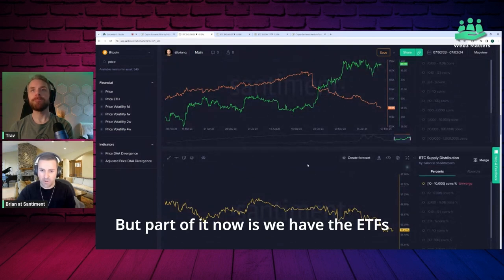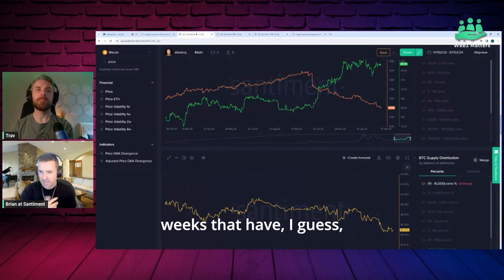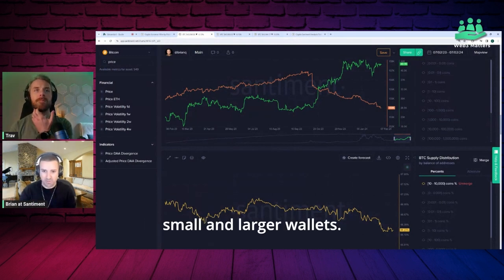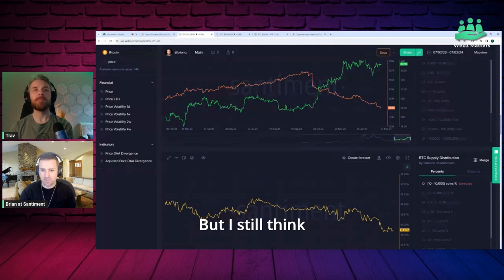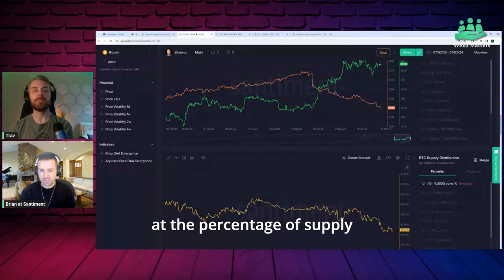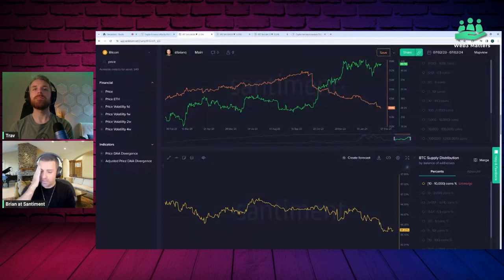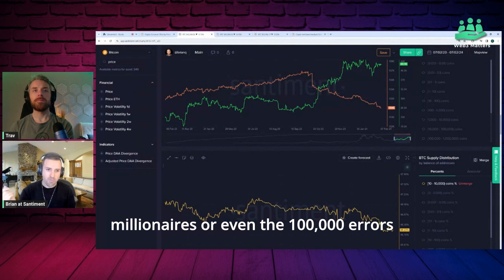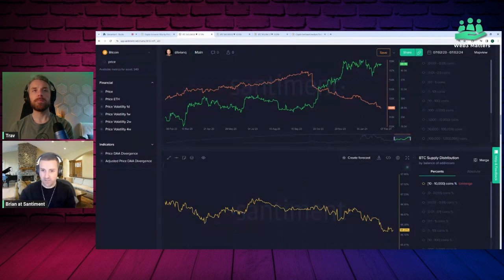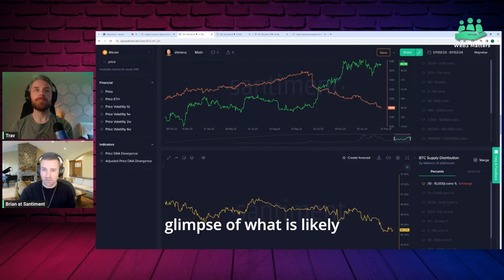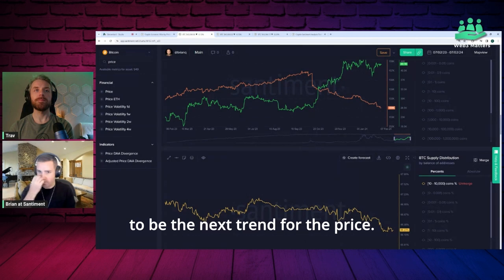But part of it now is, you know, we have the ETFs over the past 4 weeks that have, I guess, cannibalized to a certain extent the amount of wallets out there for both small and larger wallets. But I still think there's credence in looking at the percentage of supply held, not just for Bitcoin, but any asset you want to look at. Look at how the millionaires or even the 100,000-aires are doing in terms of their confidence in that asset, and you'll get a glimpse of what is likely to be the next trend for the price.